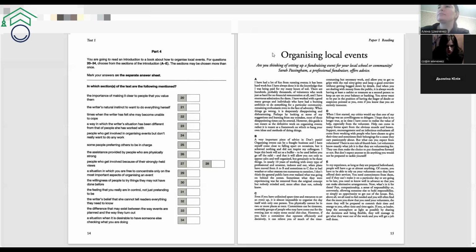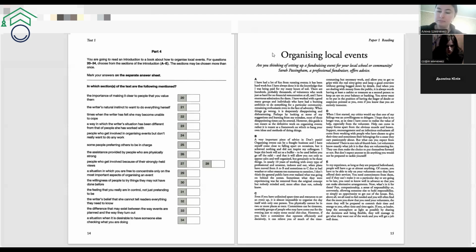Okay. Organizing local events. Are you thinking of setting up a fantastic fundraising event for your local school or community? Sarah Passingham, a professional fundraiser, offers advice. I had a lot of fun from running events. It has been hard work, but I have always done it in the knowledge that I was being paid for my many hours of toil. There are hundreds, probably thousands of volunteers who work just as hard with no financial remuneration at all, and I have enormous admiration for them.